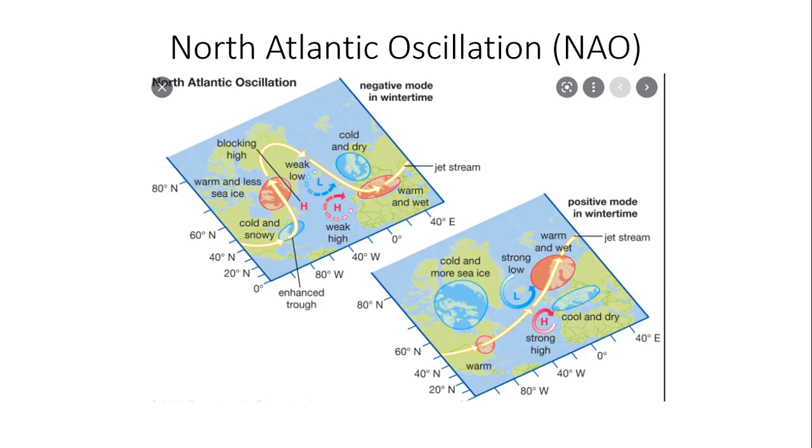And then you get warmer and wetter than normal conditions across the Mediterranean countries with a negative NAO. So this thing is global in impact, not just the United States. The bottom right shows the opposite, positive NAO phase in wintertime.